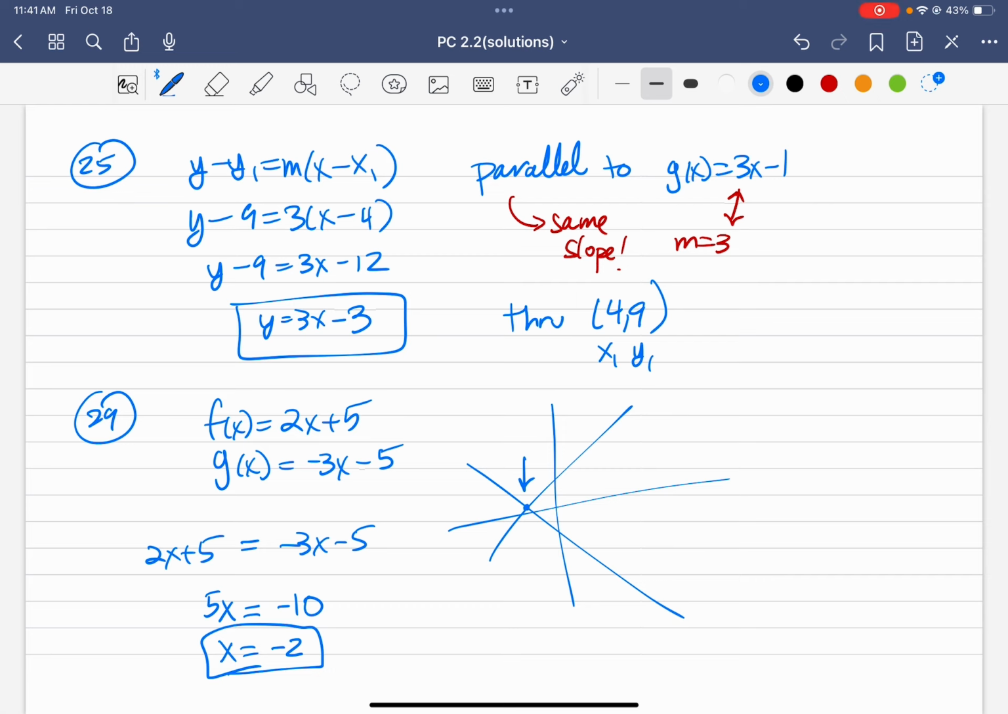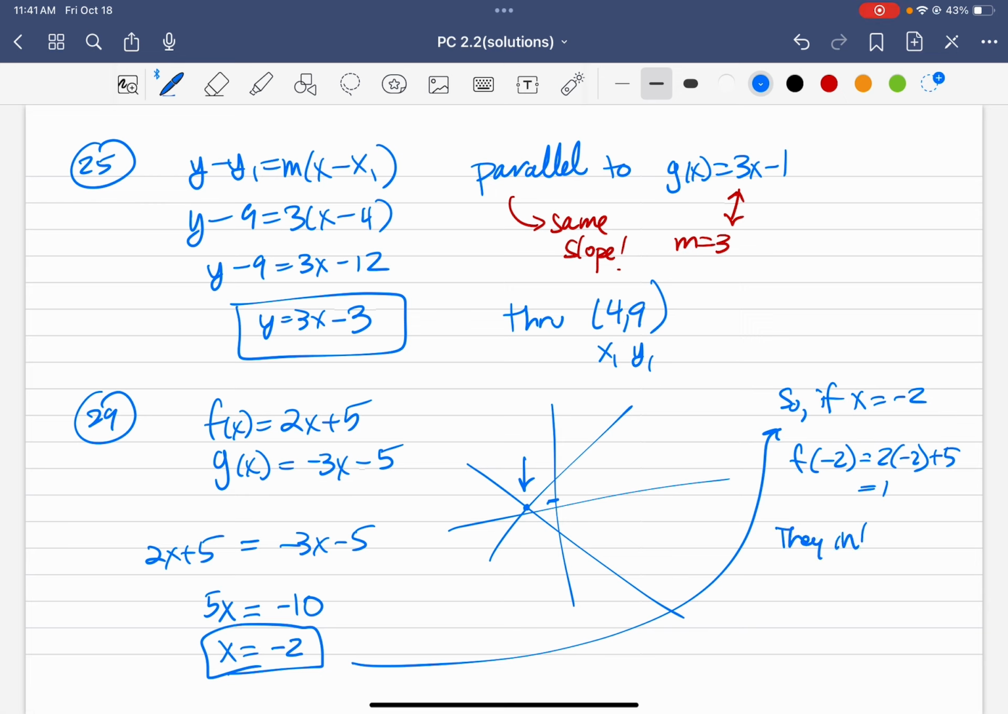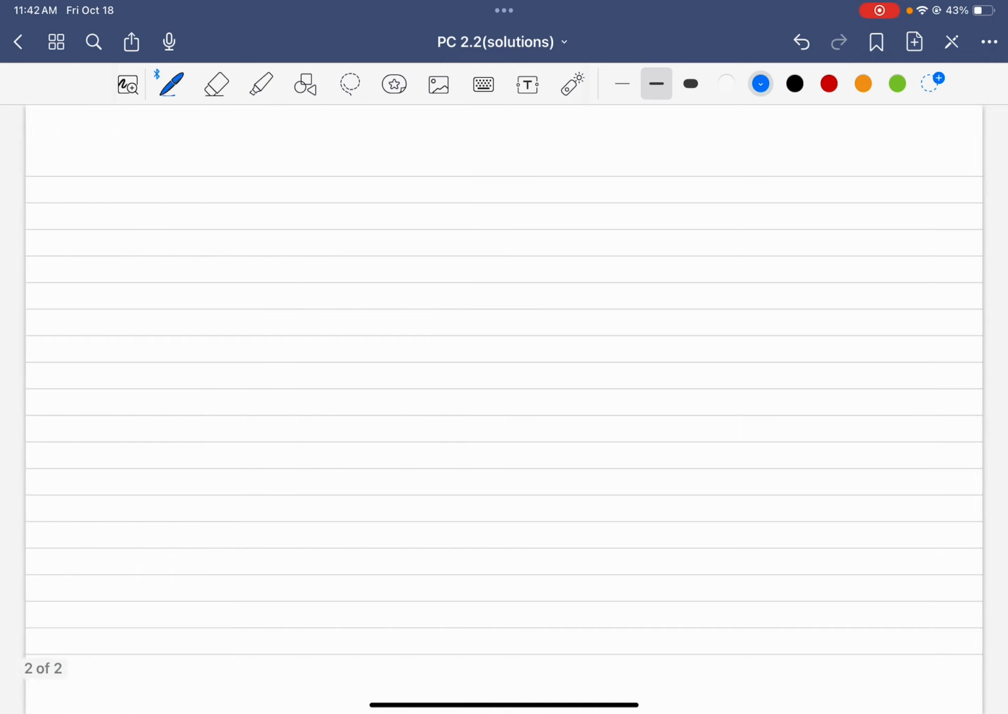Okay, so negative 2 is that x coordinate. Notice they asked find the point at which. So if my x is negative 2, then I can use either one to find the associated y. So if x is equal to negative 2, f of negative 2 is going to give me 1. They intersect at the point negative 2, 1. That's a point on both lines. So that's 29. Let's go to 49.